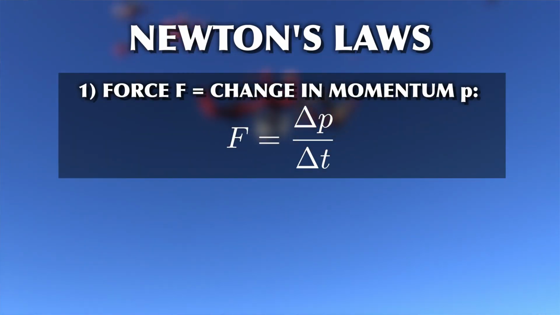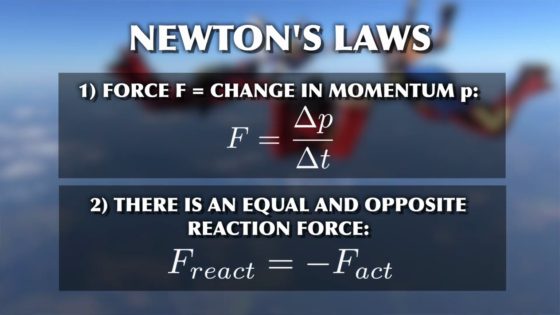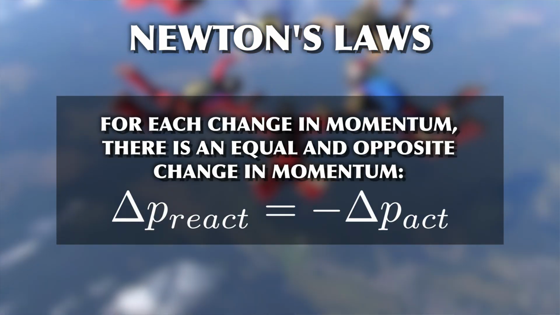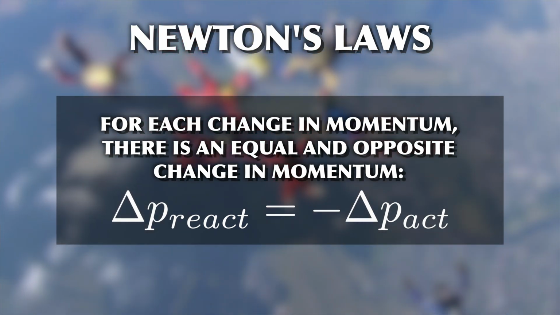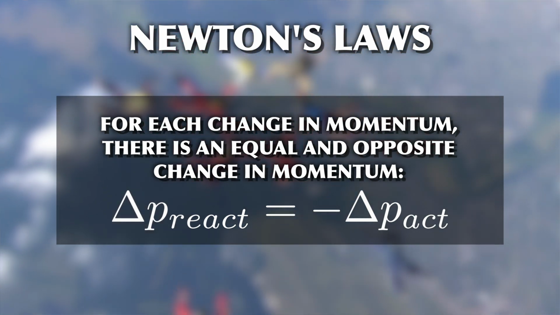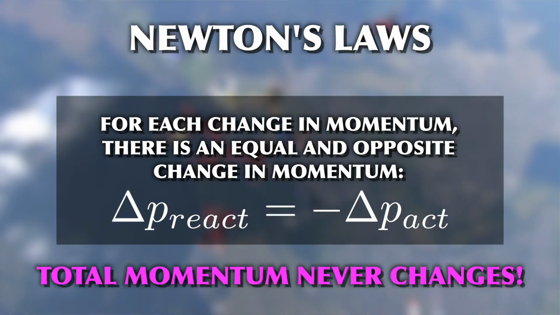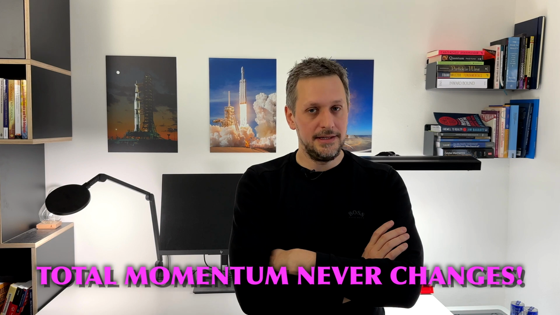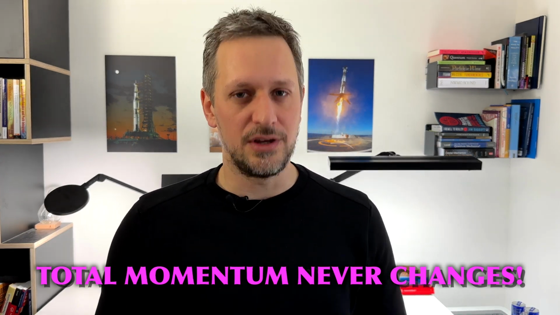Newton's laws tell us two things. First, in general, force is a change in momentum. Second, for each force there is always a reaction force that is equal and opposite. In other words, each change of momentum is accompanied by an equal but opposite change in momentum. When each change is countered by an equal but opposite change, in total the net momentum of a system never changes, i.e., total momentum in a closed system is conserved.